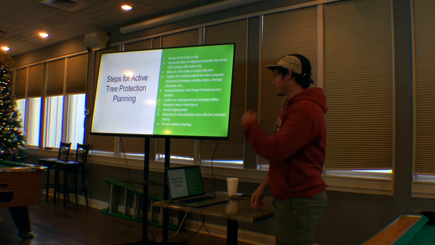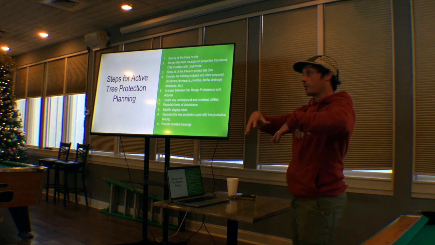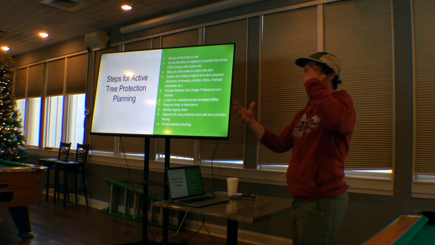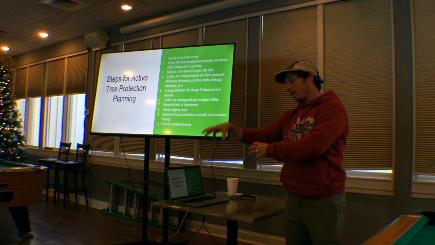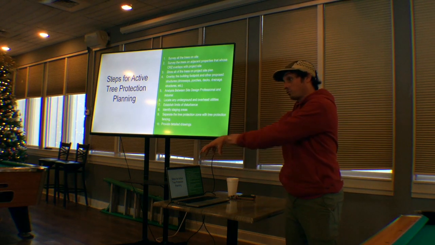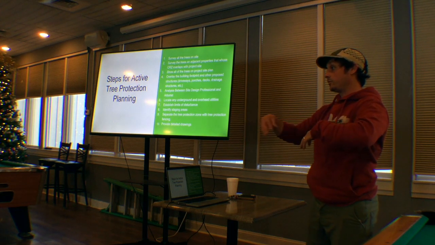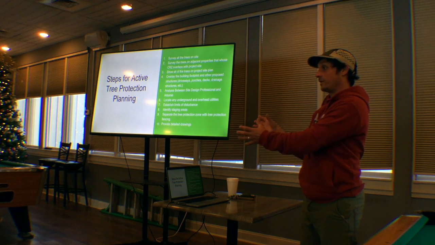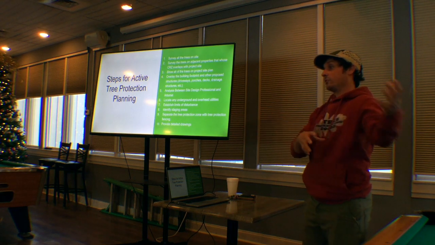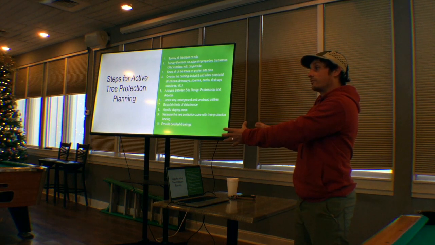So, steps for active tree protection planning: survey the trees on adjacent properties whose critical root zone overlaps with the project site, because we know when you're building around here, there's going to be a tree right across the property line whose roots are going to come into your property. And it will behoove everybody to figure out how to protect that tree just as much, if not more than the rest of the trees, because you don't want to be hit with some sort of lawsuit eventually.